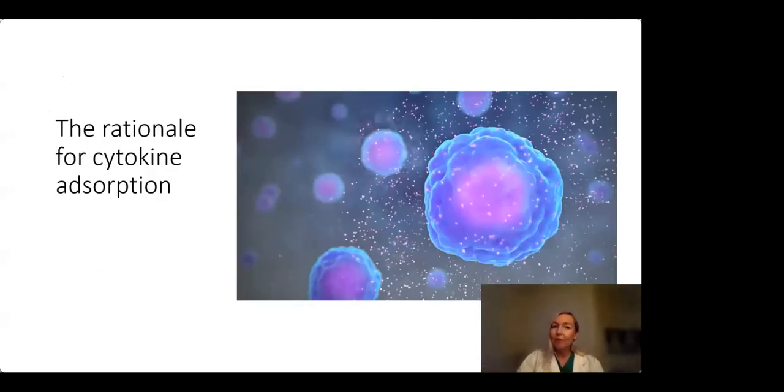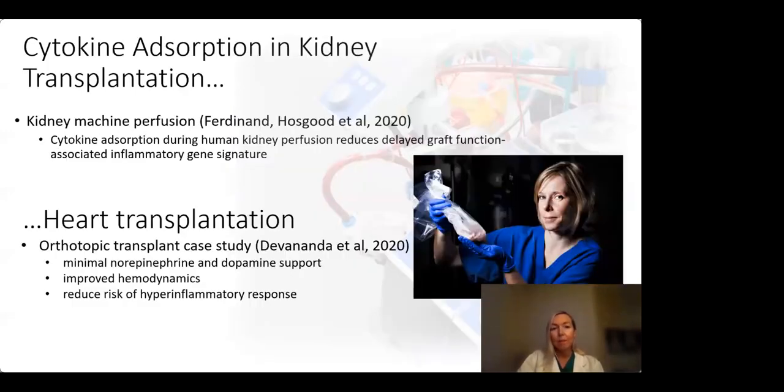Given the role of cytokines in transplant biology, there seems to be some justification for trying to use cytokine absorption within the context of transplantation. This is nothing new. Cytokine absorption during human kidney ex vivo perfusion has been shown to reduce delayed graft function. It has also been used in a case series of heart transplantation, where patients were found to have a decreased use of inotropic support and better graft function post-transplantation. This is a photo of Sarah Hoscott, and she's a pioneer when it comes to cytokine absorption within kidney perfusion.